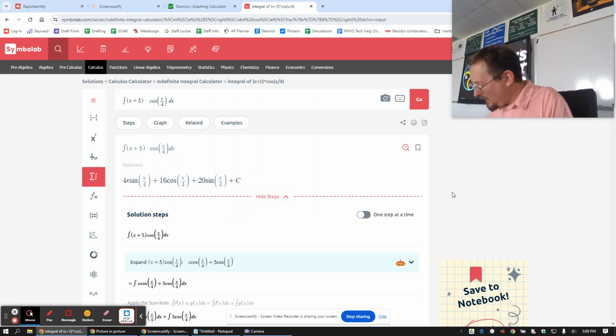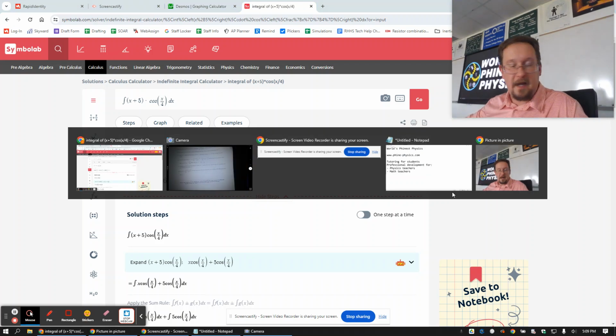4x sine. Do I have that? All right, 4x sine. Yeah, that's one of my terms that they just distributed. 16 cosine, I have that. And the 20 sine, I have that too. Okay, good. All right, I did it right. I hate integration by parts.